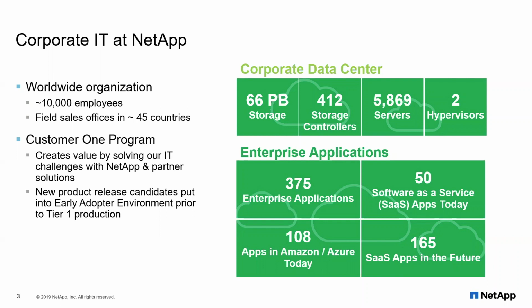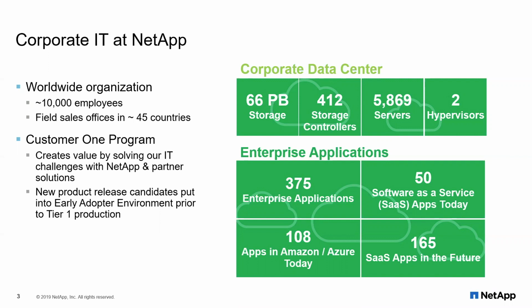Now, we have about 66 petabytes of storage and 400 storage controllers, nearly 6,000 servers as of today. Talking about enterprise applications, we have 375 applications, of which a little over 100 are hosted in the cloud, Amazon or Microsoft Azure. We also have 50 SaaS applications, taking an example of Office 365, and the rest are on-prem.